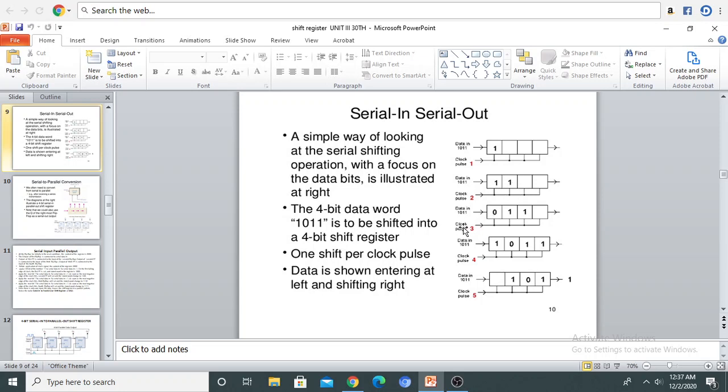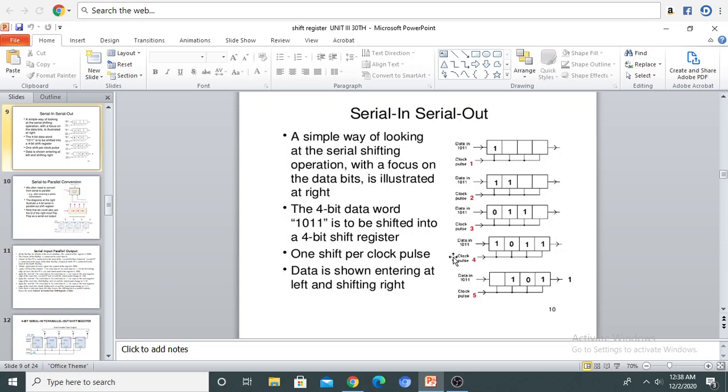Next I am applying the value 0. Now I am getting 0 1 1. The output of the first flip-flop is 0, the second is 1, and the third is 1. On the fourth clock pulse we will get the first value.